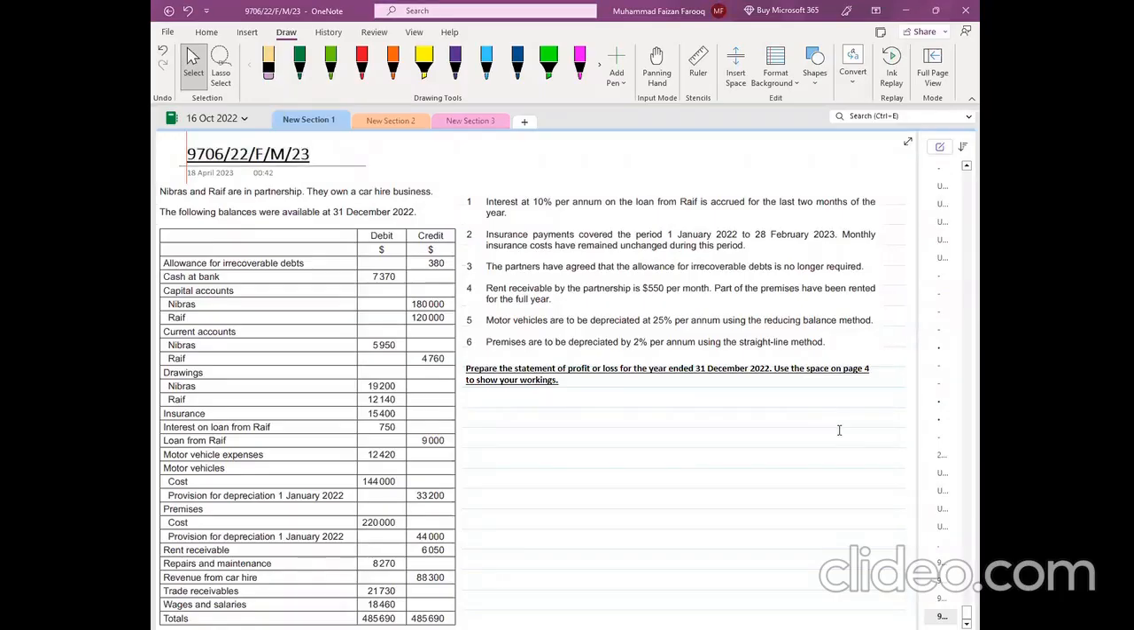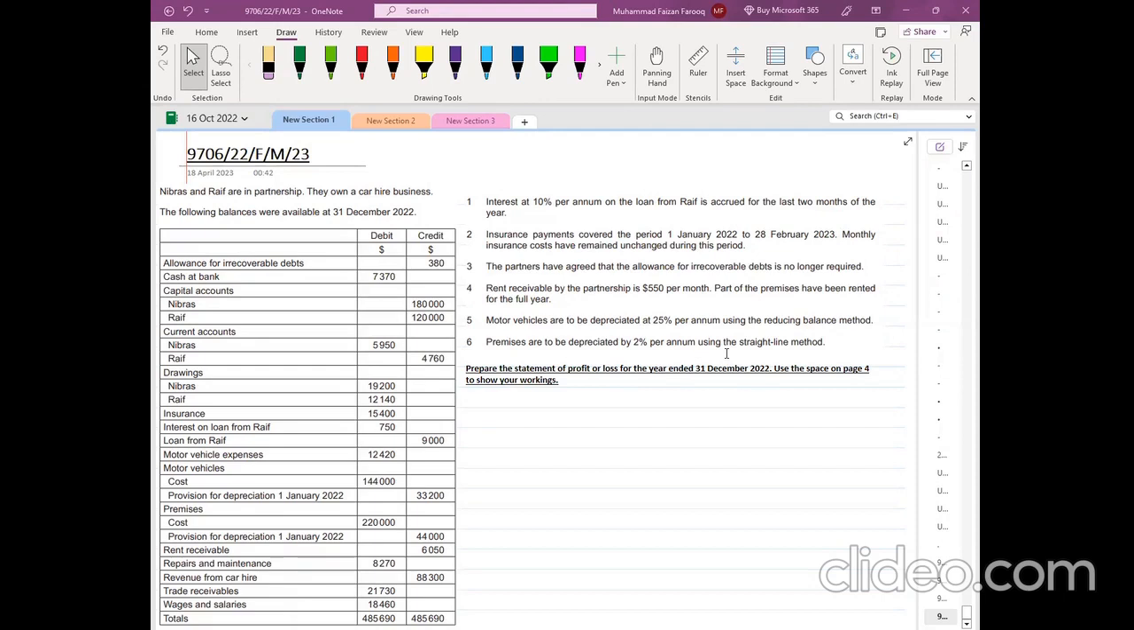Bismillahirrahmanirrahim. This is the most recent past paper, Feb March 2023, paper number 22. First, question number 1, partnership. Requirement 1 is statement of profit and loss for the year. After you make the profit and loss, the next requirement is appropriation account. After that, current account, and then theory.